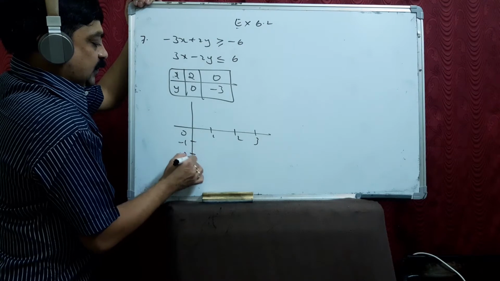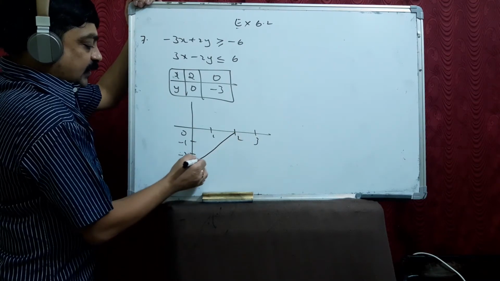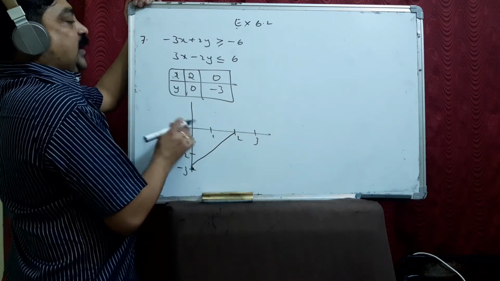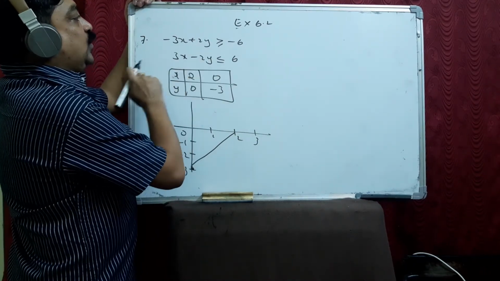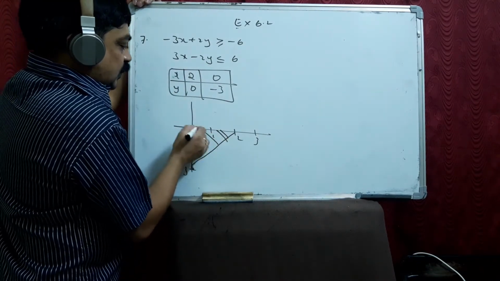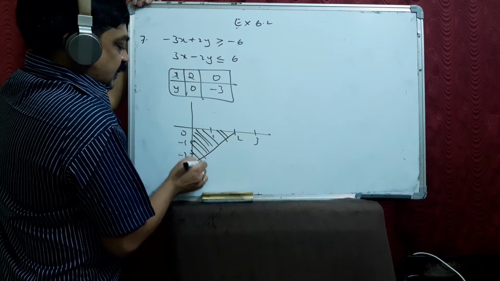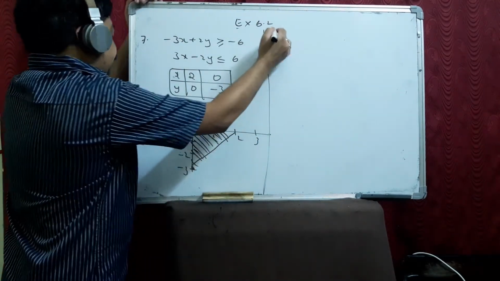Minus 1. 2 and minus 3, dark line. Let us substitute 0, 0. 0 minus 0 is less than or equal to 6. Yes, it is true. So you can draw like this. Okay. Now, see the eighth one.